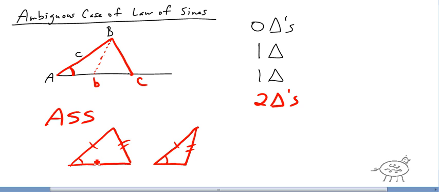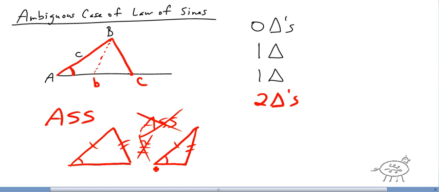So those triangles have the same angle, they have the same one side here and the same side over here, but these triangles are not congruent. That's why you could never use angle, side, side to prove congruent triangles, because they are not congruent. So that's what we're doing now: we are going to use law of sines, and you're going to be able to determine whether you have one triangle, two triangles, or zero triangles.